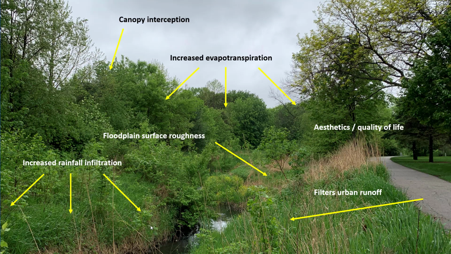Over on the right, we've got floodplain surface roughness in the form of this grass and woody shrub mix. So again, when streams get up, those upright stems do wonders for slowing the flood velocity and allowing sediment and phosphorus to deposit and things like that. And this buffer filters urban runoff, all the things we talked about before coming from our yards and our parking lots and things like that. Not to mention all the aesthetics and quality of life. So this is a real gem.